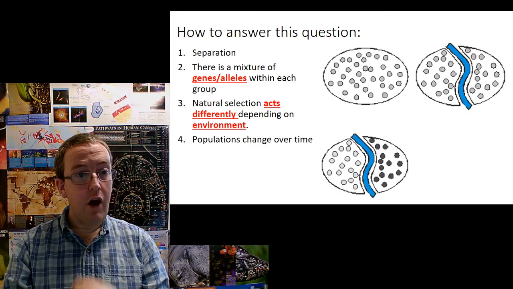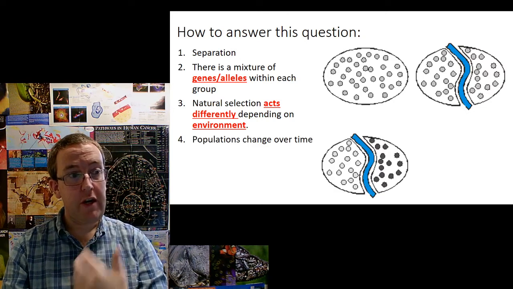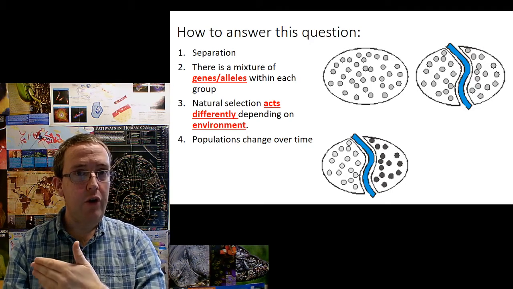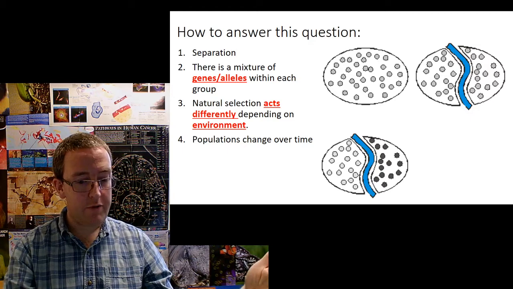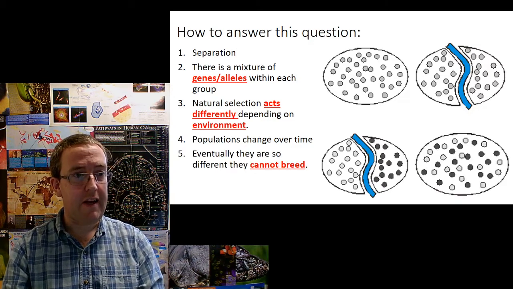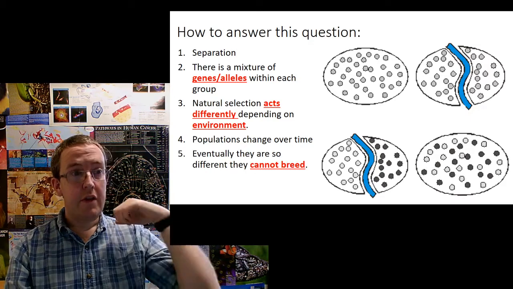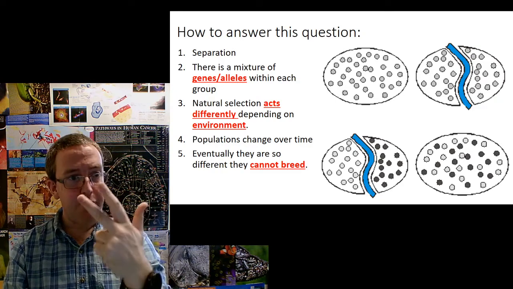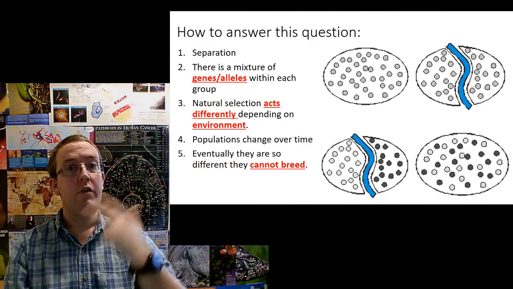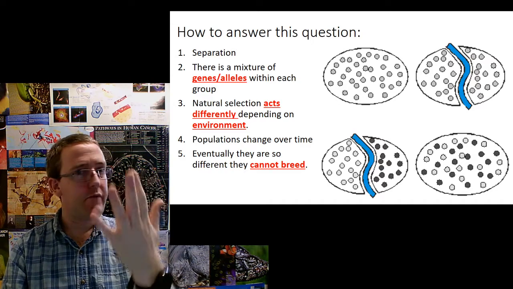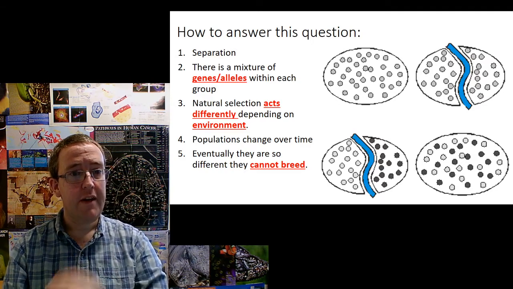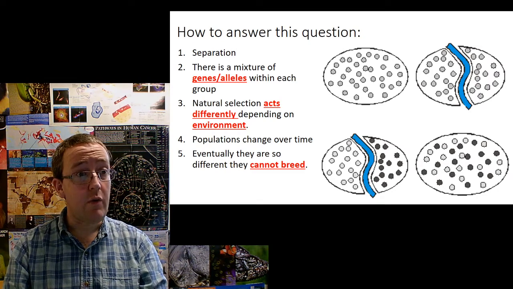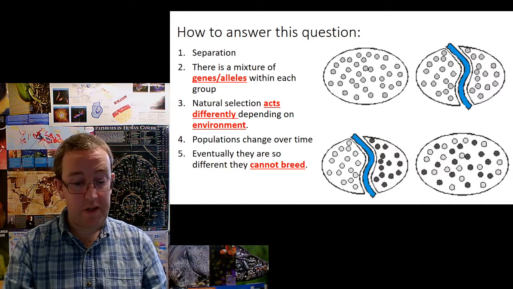Over time, the populations will change to suit whatever environment they are in in their particular area, and if you leave that long enough, the differences build up so much that if you get them back together again, they can't breed. So, separation, genetic variation, different selection pressures, time, eventually they can't breed. And that's your answers to those questions. So that is how speciation works.